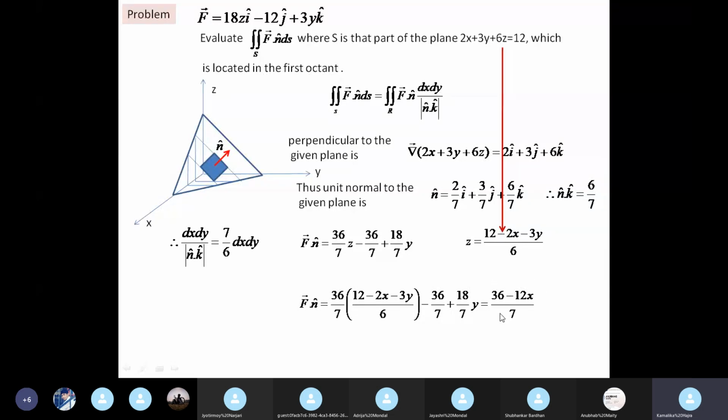So f dot n cap, putting the value of z from here, comes out to be 36 minus 12x by 7. Once again I am telling you, it is not possible for you to follow this very properly through these slides. I have not skipped any steps. So after I finish this, please sit with a pen and paper. I don't know if some of you are sitting with a pen and paper. It would have been very good. Then you could have done the problems along with me as the slides are going. But if you are not sitting with a pen and paper, you have to do this by hand after this is over.